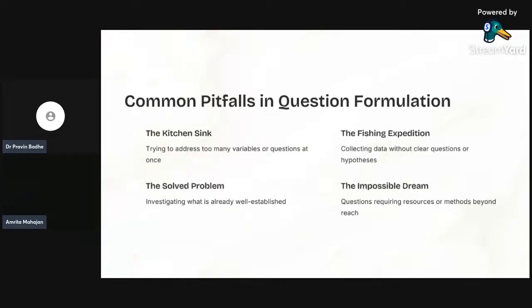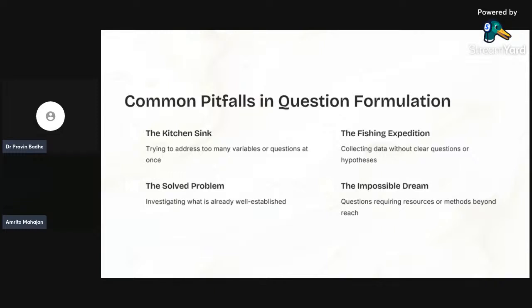So next come the common pitfalls in question formulation. The first is the kitchen sink. It refers to trying to address too many variables or questions at once. The question is overly broad and lacks focus, making it impossible to answer within a single study. The next is the fishing expedition. This is the mistake of collecting data without a clear question, hypothesis or assumption.